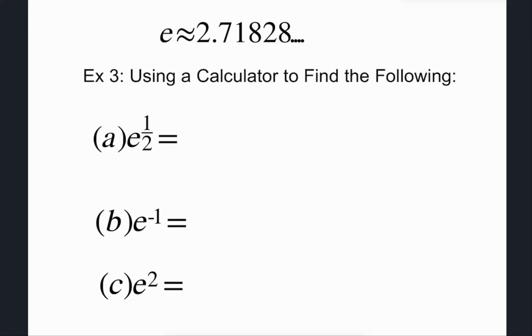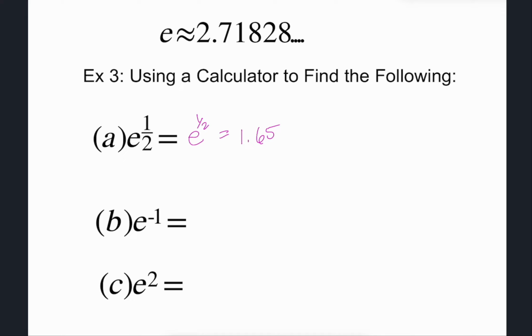But let's actually practice. I'm sorry, this one looks kind of funny. That is e to the 1/2 power. If you hit the second button, at least on the calculators I have in my room, and then put to the 1/2 power, that is really the square root of 2.71828. And if we go again to 2 decimal places, that's 1.65. So make sure that you know how to enter that into your calculator. If you have a calculator, try it.